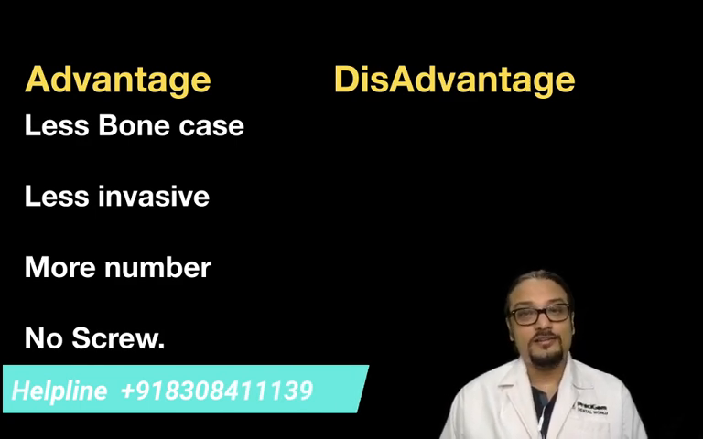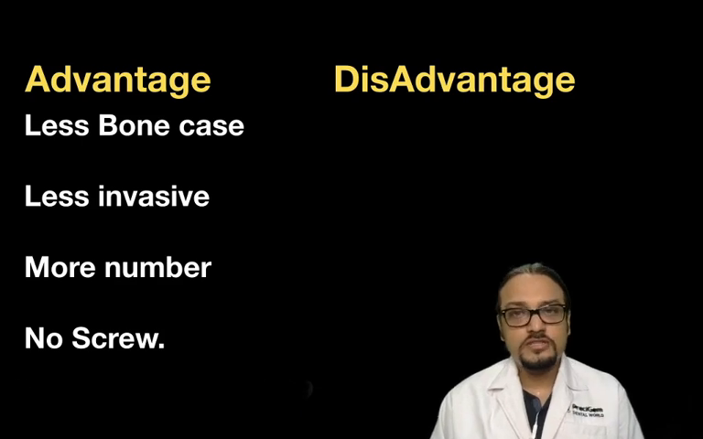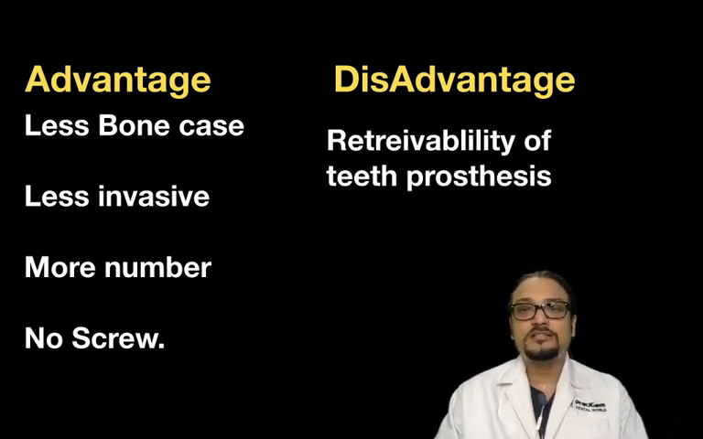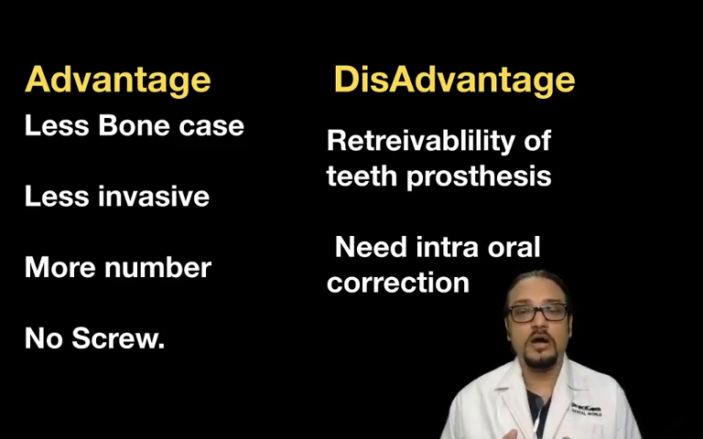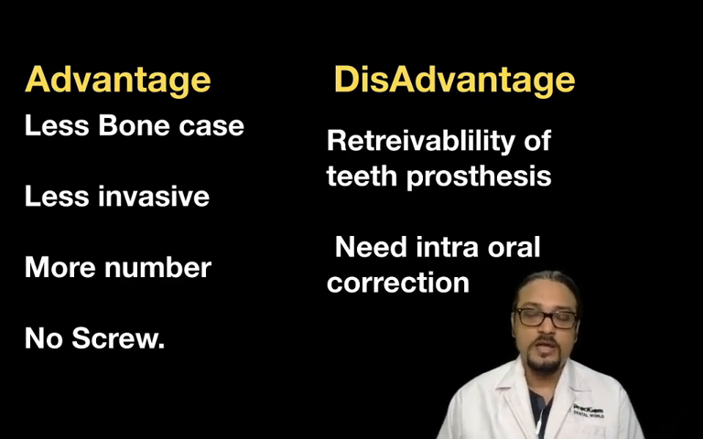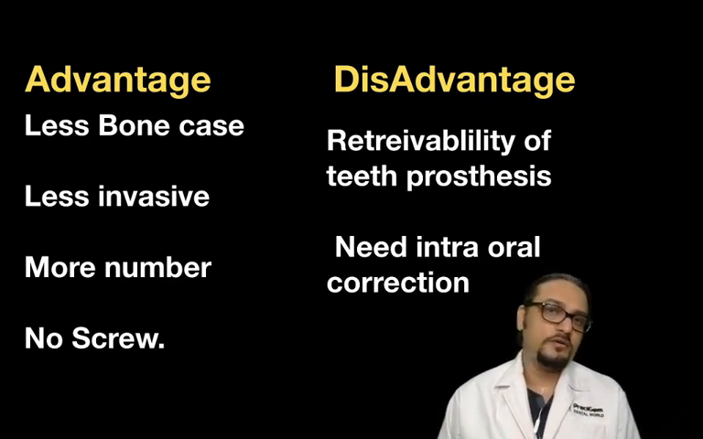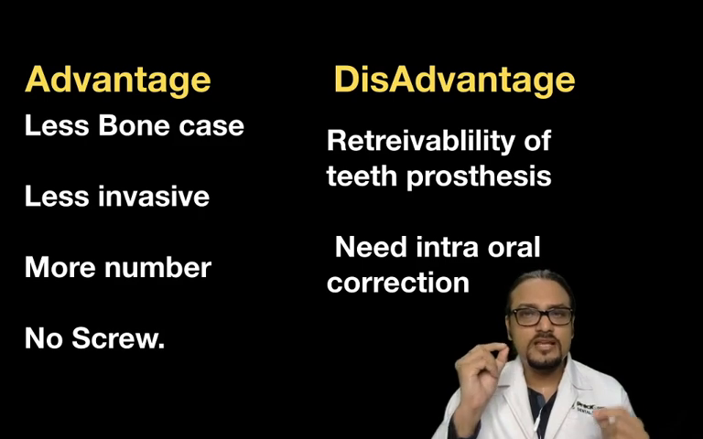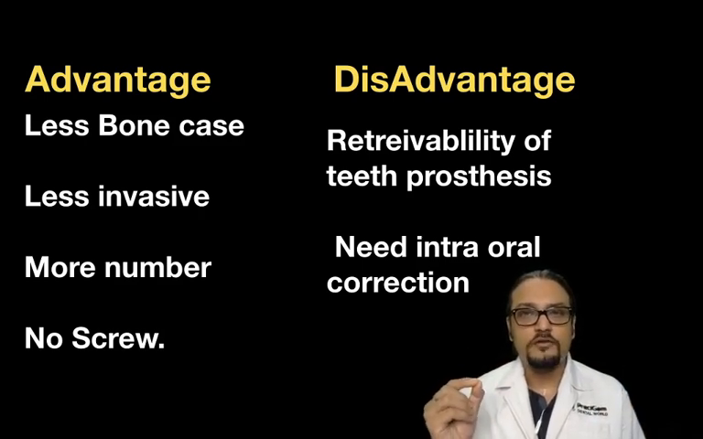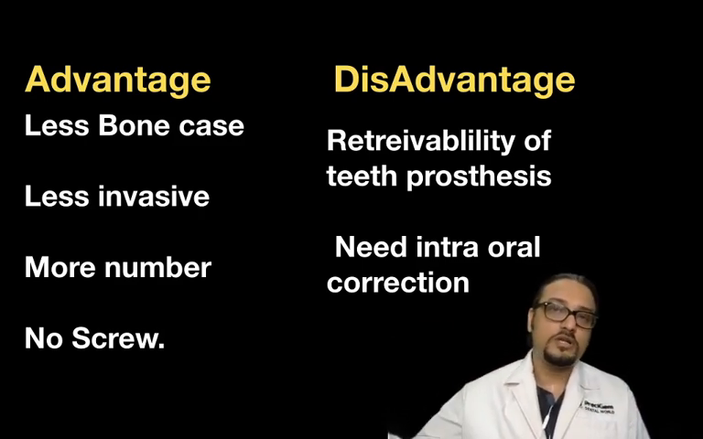And some find it advantageous that it doesn't require any screws. There is no problem of screw loosening. So that is one type of advantage for someone. But among the disadvantages, the biggest disadvantage of this kind of technique is the retrievability of the teeth. You cannot take the teeth out whenever desired. Either you have to cut it out, or you have to loosen the cement and take it out. Sometimes intraoral corrections are required. It means if there is some problem happening with any part of your teeth, you cannot send it to the laboratory.